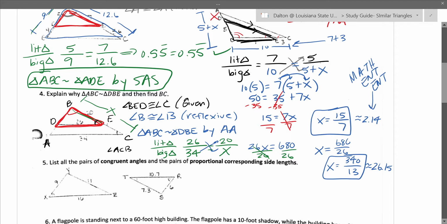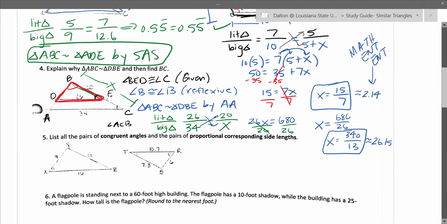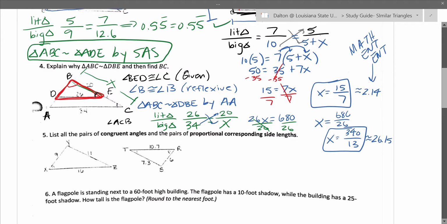There's one almost just like it. I'm asking you to list the pairs of congruent angles and the pairs of proportional corresponding side lengths. Okay, so this one's pretty simple. You just have to figure out what corresponds to each other. So I'm going to say angle, and there's kind of a method to this. Again, mine's kind of dark, so let me highlight it.